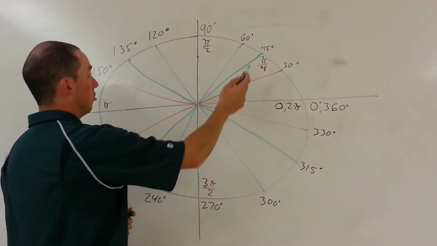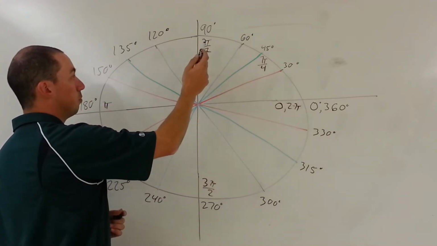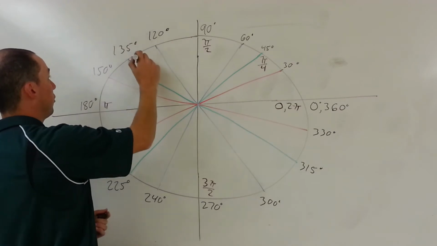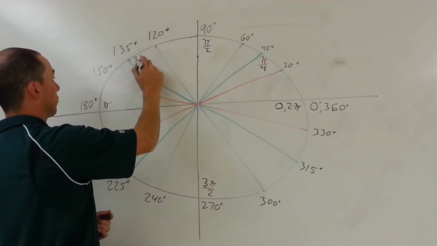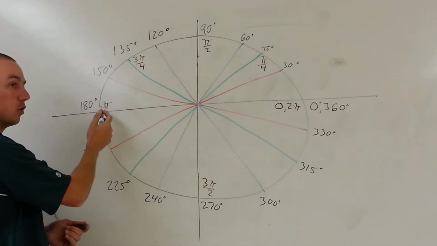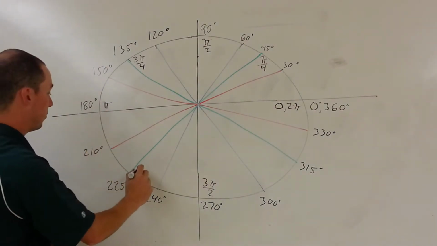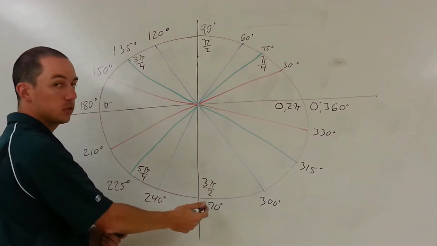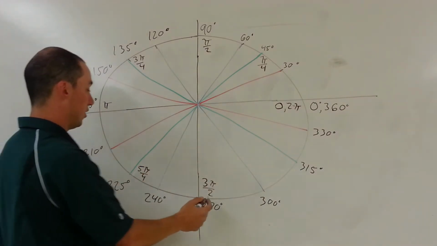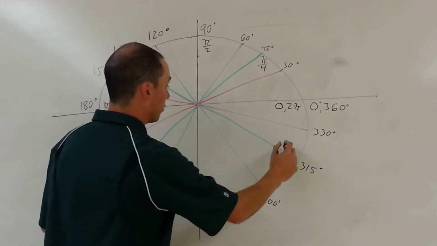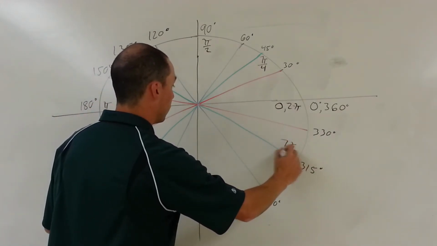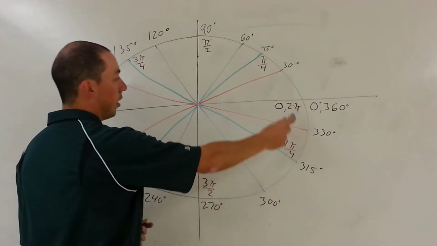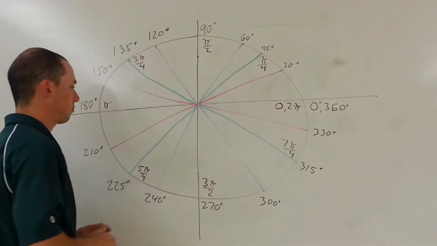Okay. Pi over 4. 2 pi over 4, which reduces to pi over 2. So then at 135, we have 3 pi over 4. 4 pi over 4, which is just pi. 5 pi over 4. 6 pi over 4, which makes 3 pi over 2. And then 7 pi over 4. If you're thinking, oh no, Mr. Pines, fractions. Yep, fractions, they never go away. And then here, 8 pi over 4, or 2 pi.